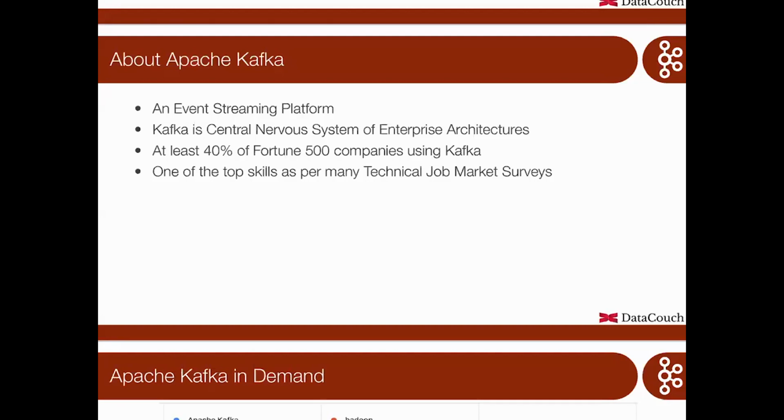Let's say I am a bank customer, and I'm creating an account with a bank. That is an event. I'm doing a fund transfer, that is another event. I'm liquidating money, that is another event. I'm closing my account, that is another event. These are all events which are stored in Kafka in an ordered manner.